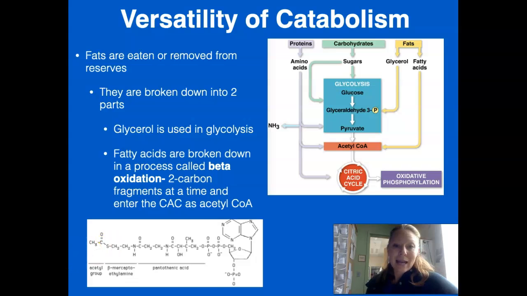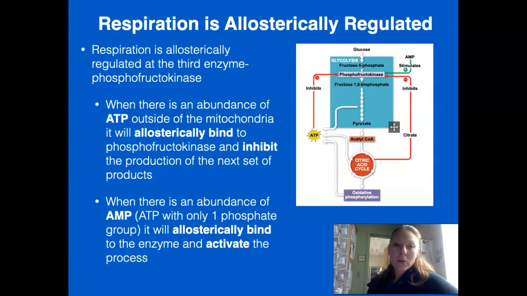And so for our last slide, we're going to look at how respiration is allosterically regulated. Let's go back to our original cell respiration diagram and think about that. And so how is cell respiration regulated? It is allosterically regulated. So if we remember that allosteric regulation is when a cofactor or a coenzyme, something, is going to bind allosterically, not in the active site of an enzyme. And that's going to either inhibit or it's going to activate.